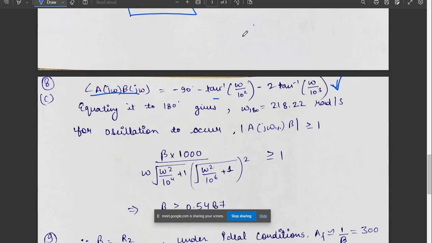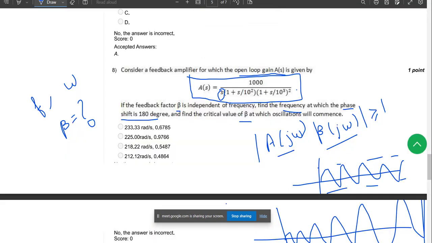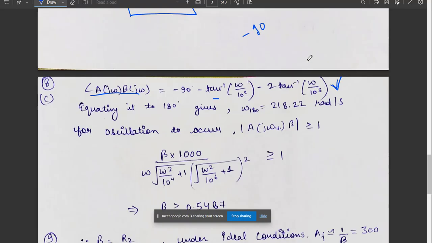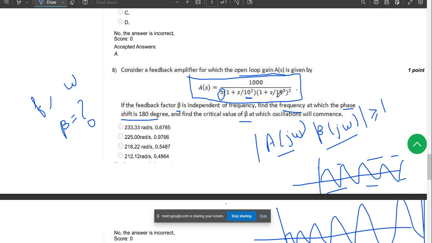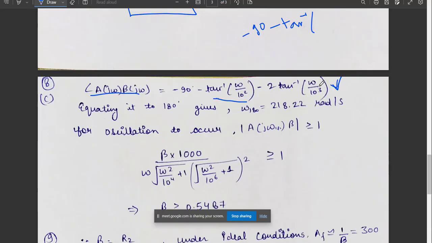For every pole there is a minus 90 degrees, for a pole at 0. For a pole at 10, we have tan inverse omega by 10. And for two poles at 1000, we get 2 tan inverse omega by 10 cube. This is how we find out the phase.